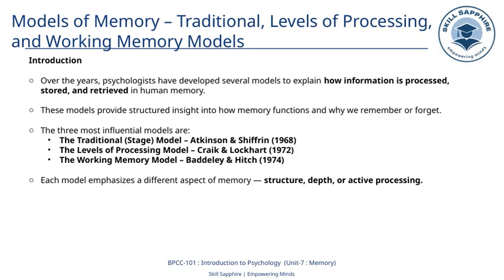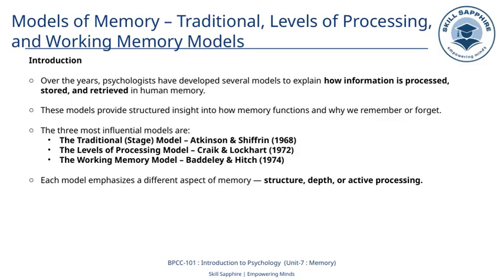The 3 most influential models are the traditional or stage model, developed by Atkinson and Shiffrin in 1968, the levels of processing model by Craik and Lockhart from 1972, and the working memory model created by Baddeley and Hitch in 1974. Each of these models highlights a different aspect of memory. The traditional model focuses on the structure, how memory is organized into different stages. The levels of processing model emphasizes the depth of processing, how deeply we encode information affects how well we remember it. And the working memory model looks at active, ongoing processing, how we manipulate and use information in real time.